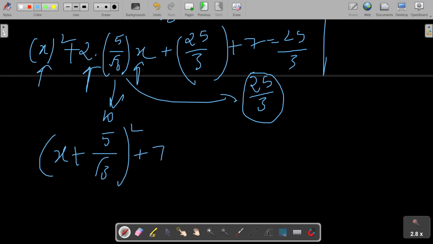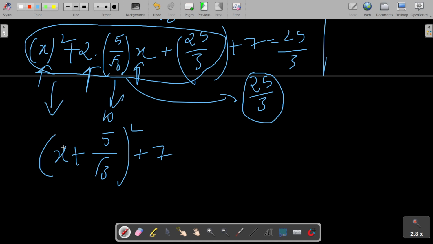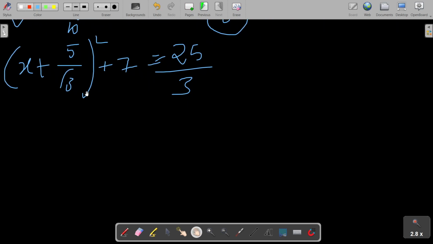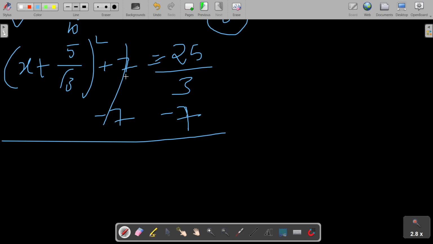And we got 7. Okay, this thing right here becomes a perfect square. And we got 7 over here, and this is 25 over 3. So we need to isolate this term. So I'm going to subtract both sides by 7 in this equation. This 7 gets cancelled. And here on the right side, we have 25 over 3 minus 7.